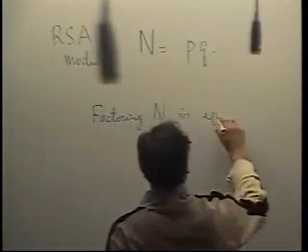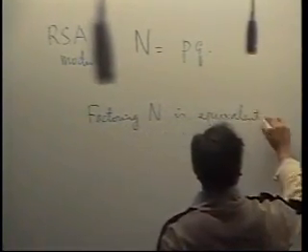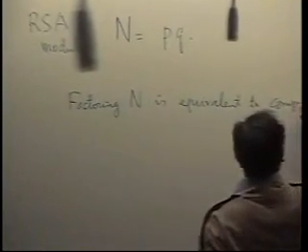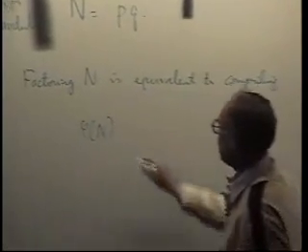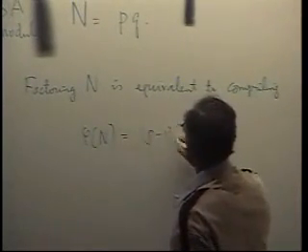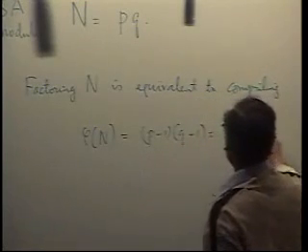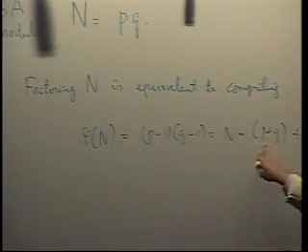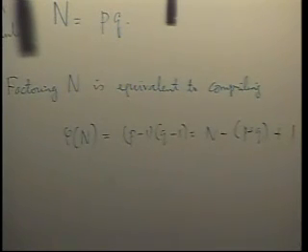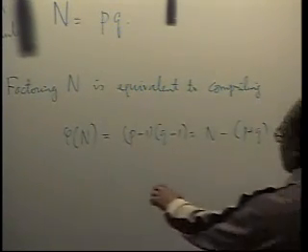Now it's a fact that factoring n is equivalent to computing phi of n. Because phi of n is (p minus 1) times (q minus 1), that's equal to n minus (p plus q) plus 1. So if I knew n and phi of n, then I know p plus q and I know p times q, so I can find p and q. So factoring an RSA modulus is equivalent to computing phi of n.